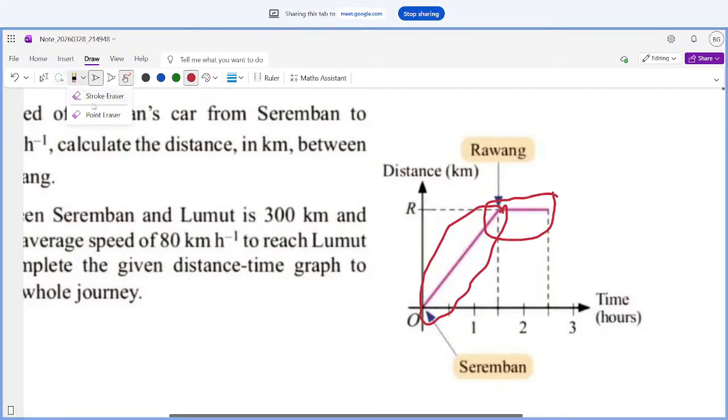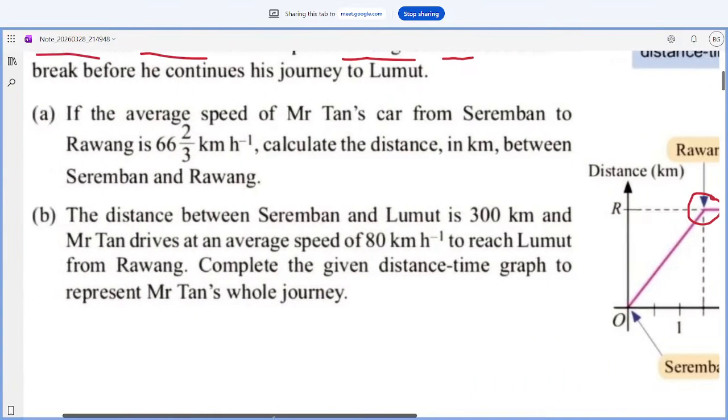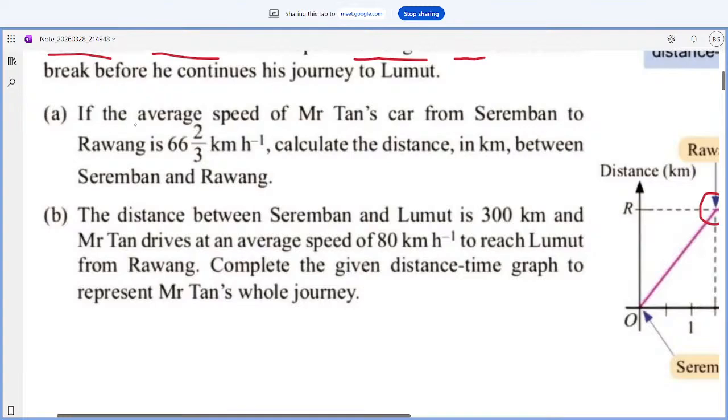If you see the graph, let me erase. It's over here. He stops at this point. This is where he stopped for a break. He stopped here because he is not moving, which means he is resting. Alright.